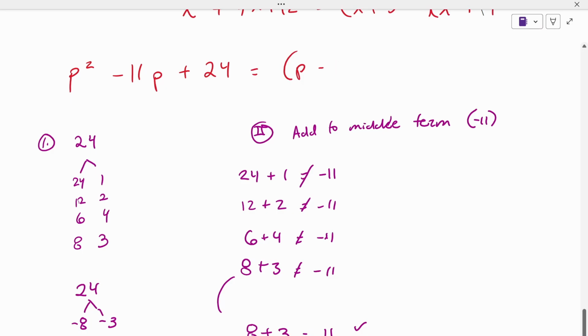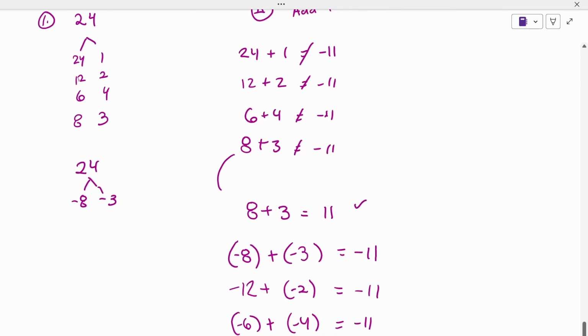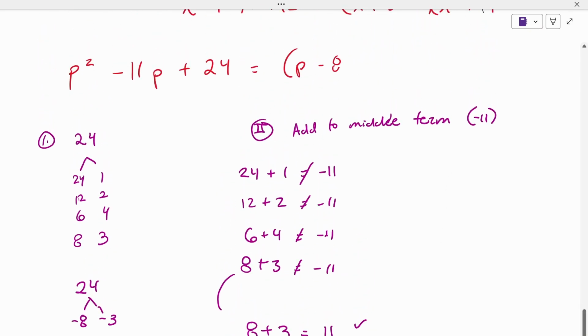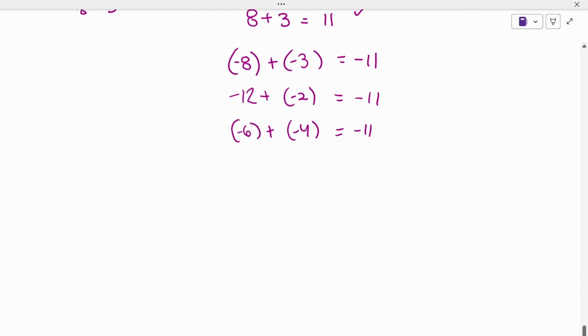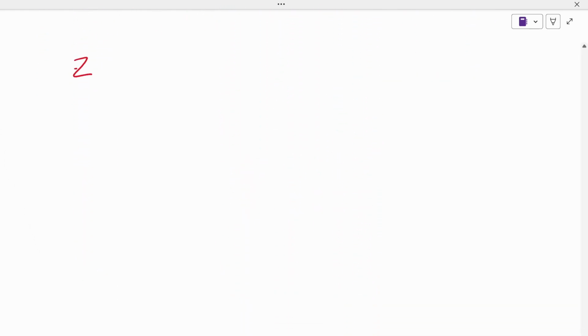From what we found out, in this instance, we had negative 8 and a negative 3 that add to negative 11. What this implies is simply that p minus 8 and p minus 3 are going to be factors of the trinomial. So whatever the sign happens to be of those specific factors, whenever you're adding them together, that is going to be the sign of the term inside of the parentheses. All right, now let's look at another example. In this instance, you've got z squared plus 3z minus 28.